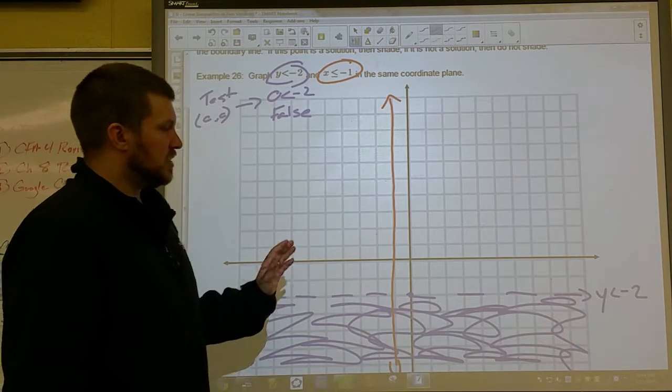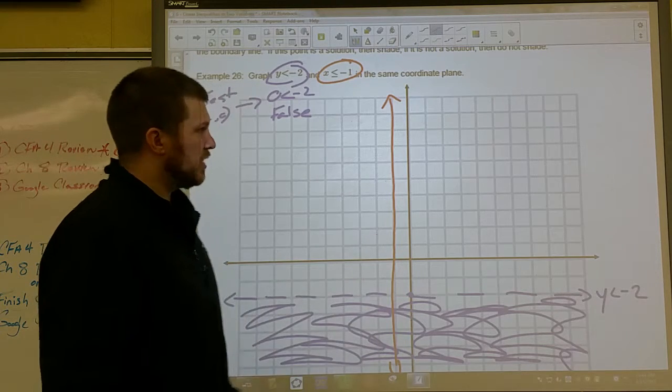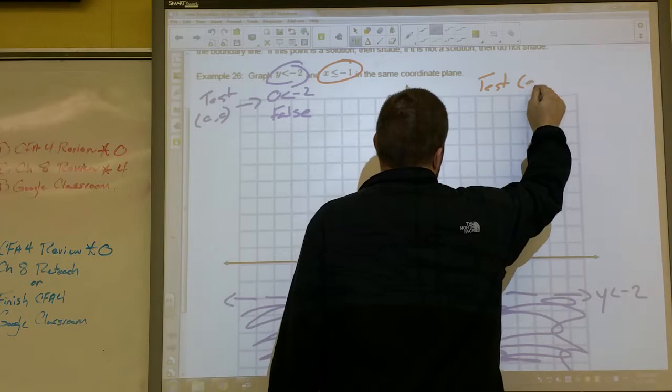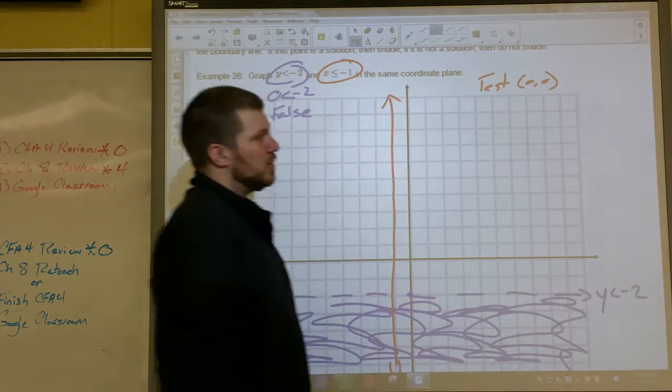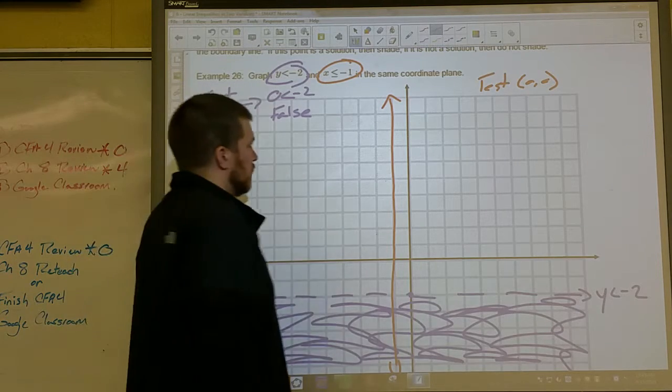Again, I want to test a point that does not live on the boundary line. So again, 0, 0 does not live on this boundary line either, so I'm going to test 0, 0. You can test any point you want. I like 0, 0 because it's very easy to work with. Everywhere I see an x, I'm going to plug in a 0. Everywhere I see a y, I'm going to plug in a 0.